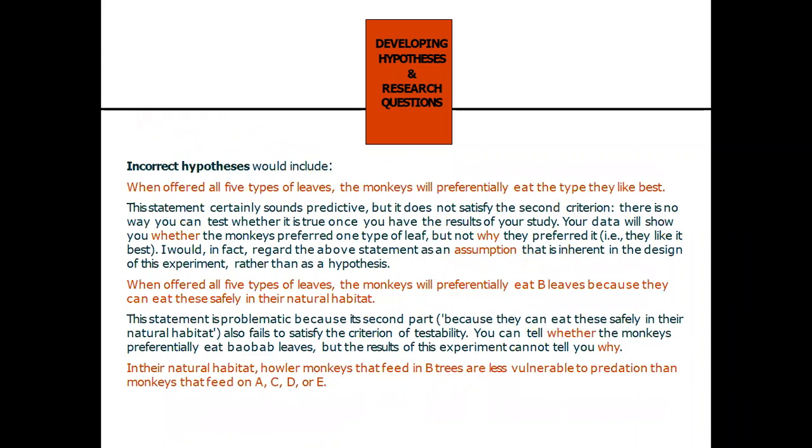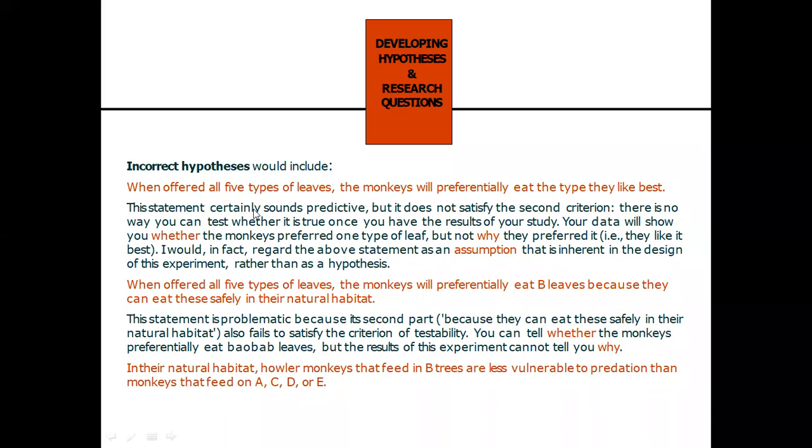Now let's come to an example of an incorrect hypothesis. Okay, let's take an example of an incorrect hypothesis. When offered all 5 types of leaves, the monkeys will preferentially eat the type they like best. Tell me, if you read this hypothesis, what have you got? Is there any certain thing that you can predict from here? Which particular leaves does the monkey like more? How could you know? Yes or no? This is not certain. This is not clear from this hypothesis.